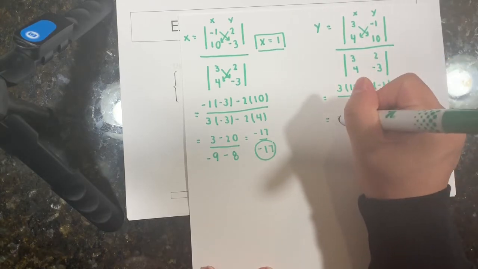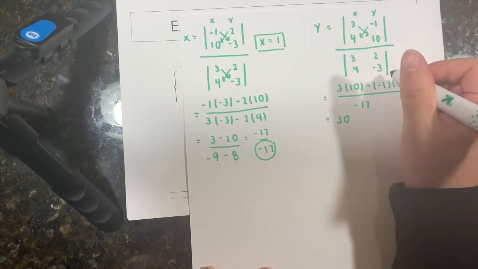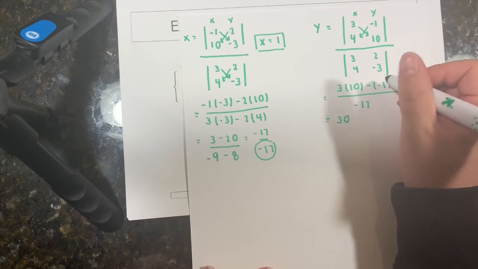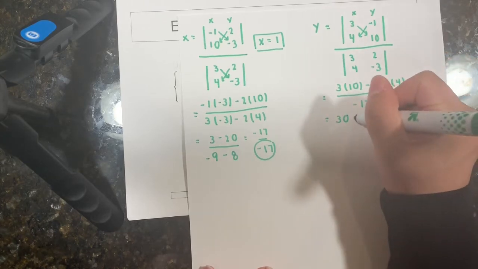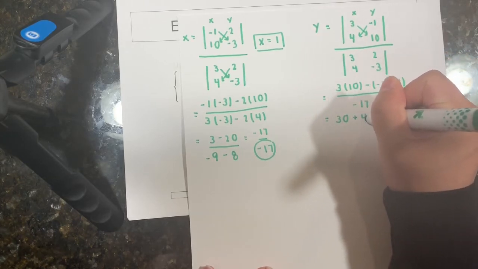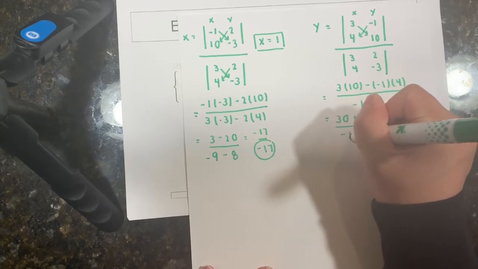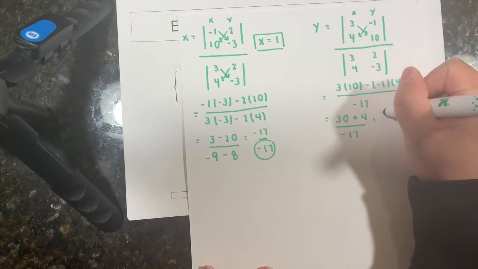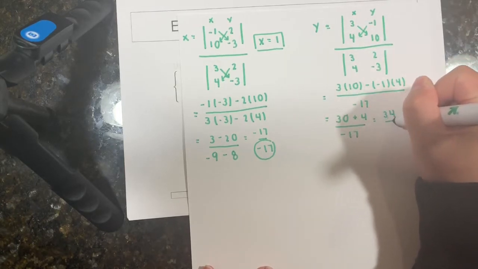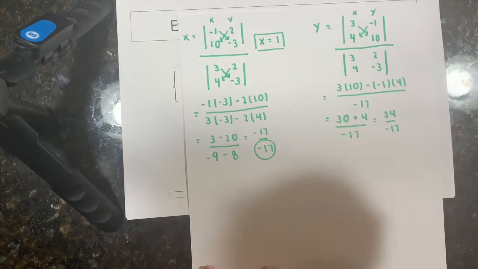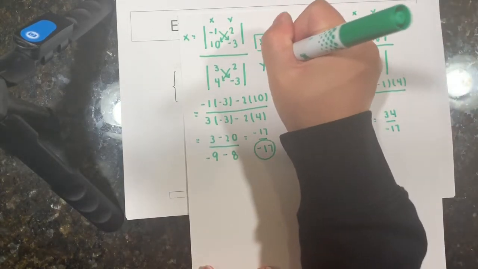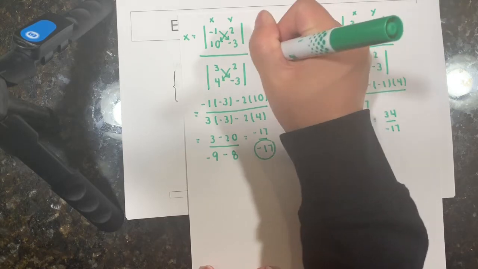3 times 10 is 30. Two negatives make a positive, so positive 1 times 4 would be 4 over negative 17. So 34 over negative 17, which means that my result for y is going to be equal to negative 2.